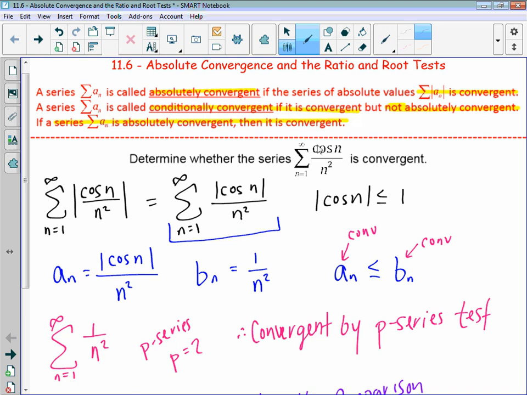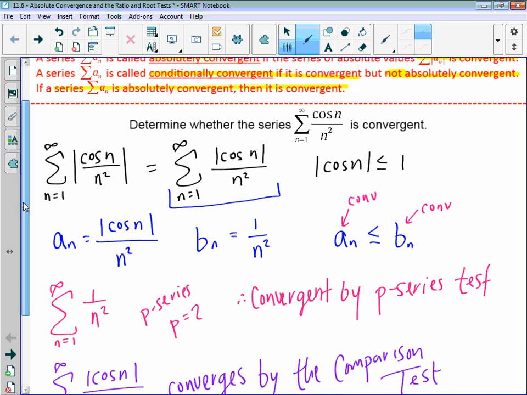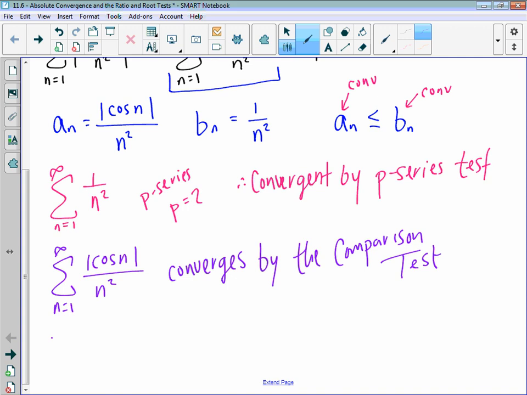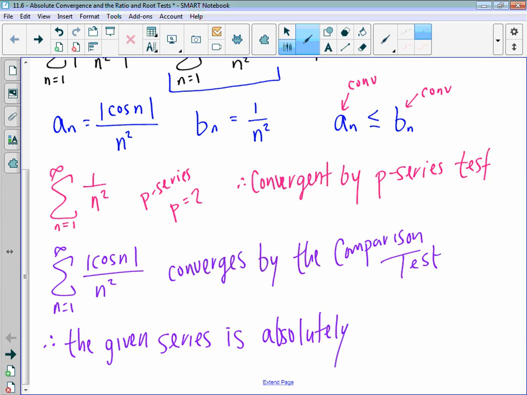We just showed that the original was absolutely convergent. So if it's absolutely convergent, does that mean it's convergent? Yeah, that's what this one says right here, right? So because it's absolutely convergent, then we know it's convergent. That's not a test, that's just, I guess, a fact, okay? So let's go ahead and say therefore, the given series is absolutely convergent, and therefore convergent.